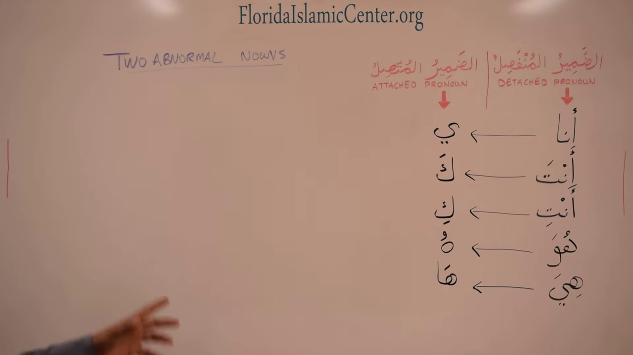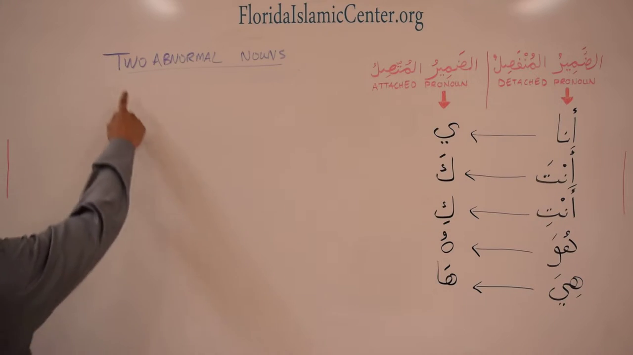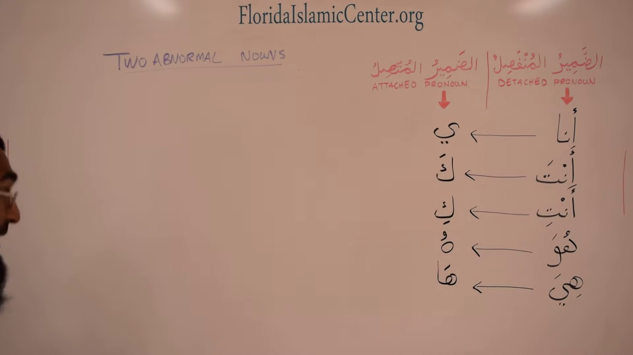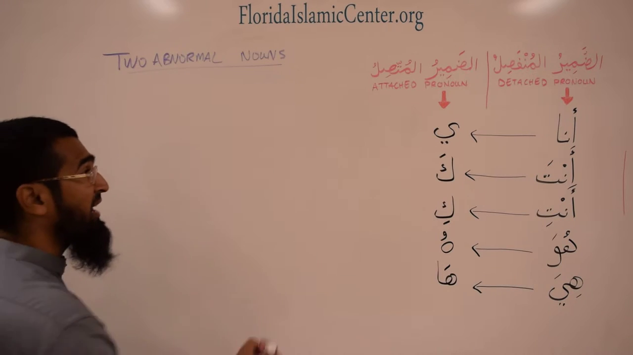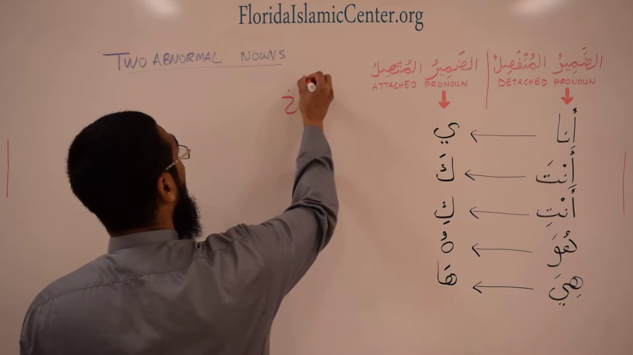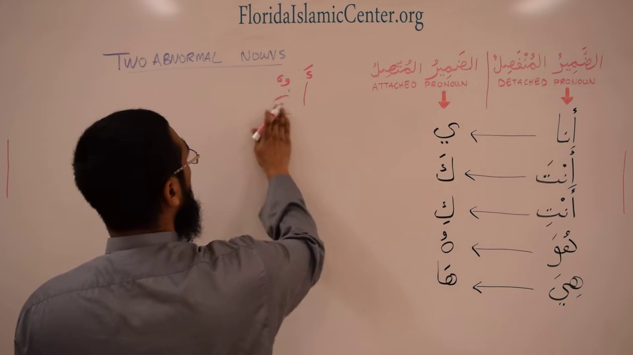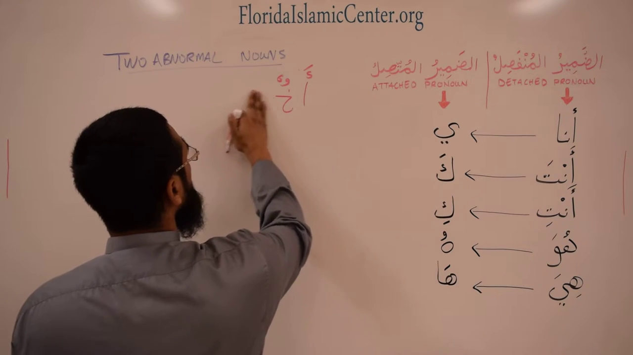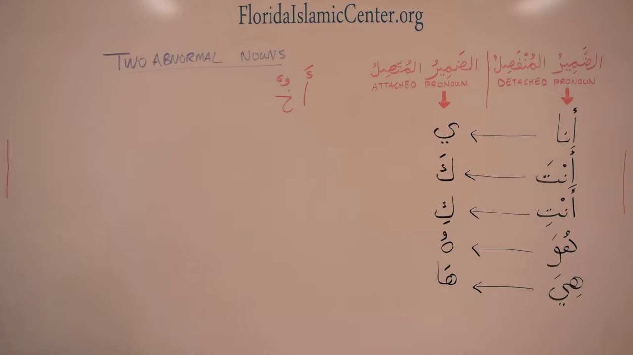But the author, rahimahullah ta'ala, is only introducing two of those now, and there's a lot of wisdom behind that. Later on, you'll see the other three or four. So, one of those two abnormal nouns. The first one is the word akhun. Remember what akh means? Of course, akhun means brother.